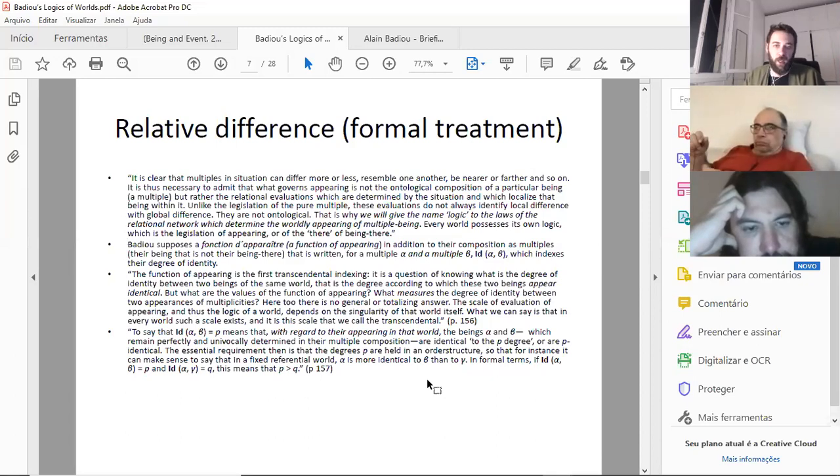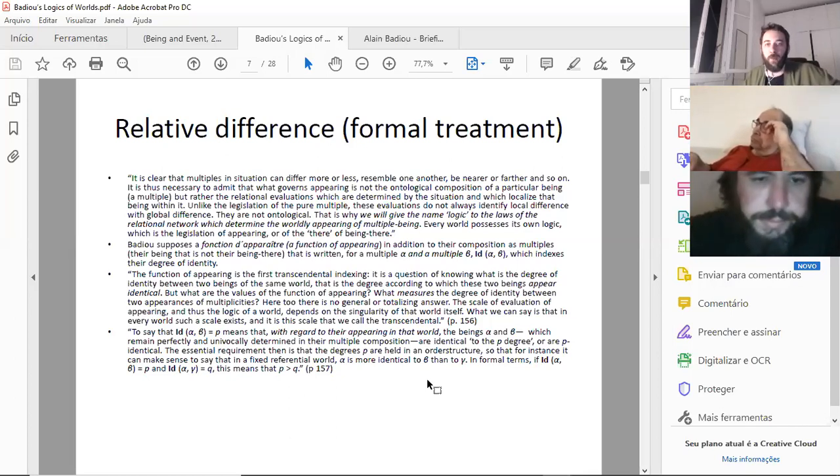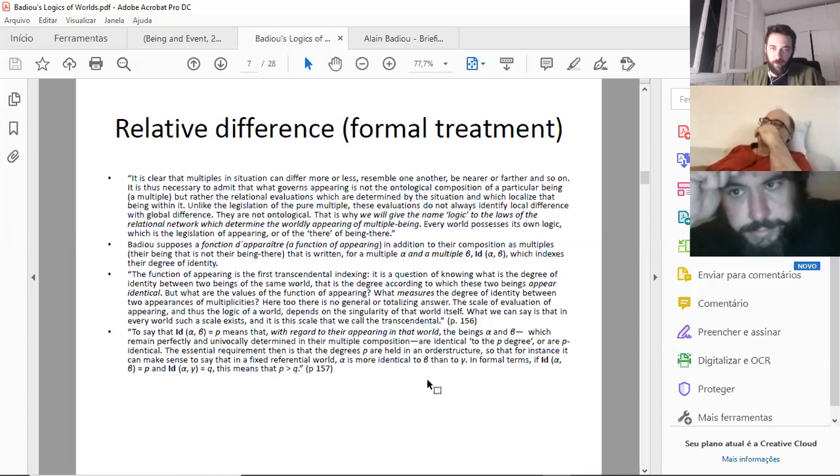If P is actually another multiple in the same world, and the function of appearing relates multiples to a multiple in the same world. So if the scale is immanent to the world, then relation between multiples, evaluation between multiples by a multiple, and the constitution of a world are equivalent, because you don't have an added thing of a different quality. And I think that's where he's at.